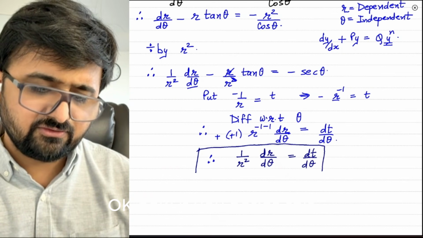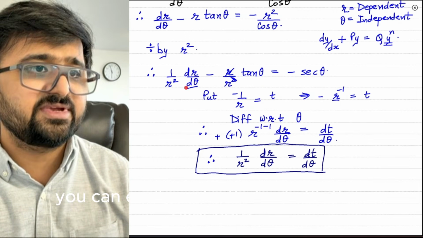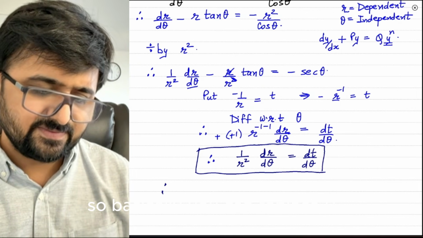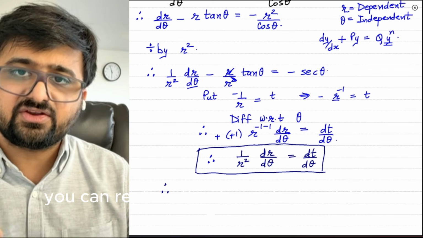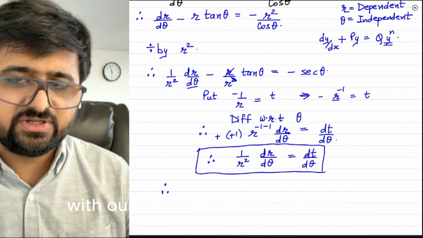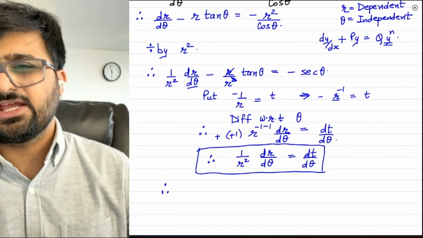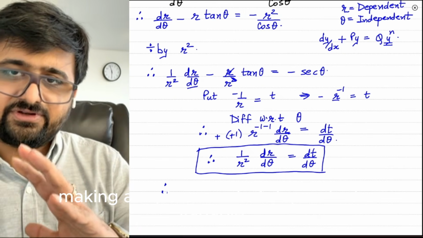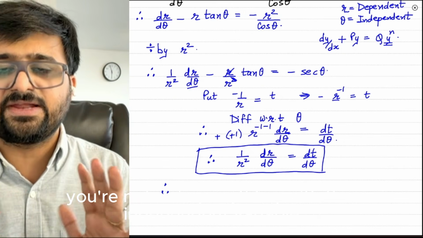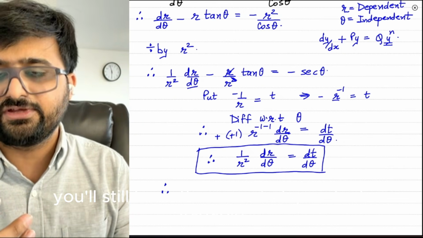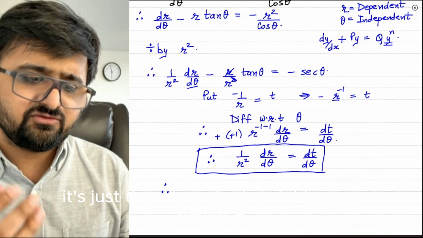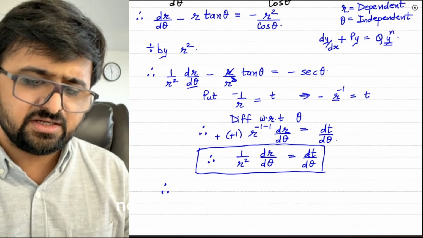Now if you notice this, you can easily make that substitution over here. You can replace the dependent variable r with our new dependent variable t. You're basically making a replacement of the dependent variable. You're not doing anything with the independent variable. You'll still have the same independent variable. It's just that the dependent variable was earlier r, now it will become t.